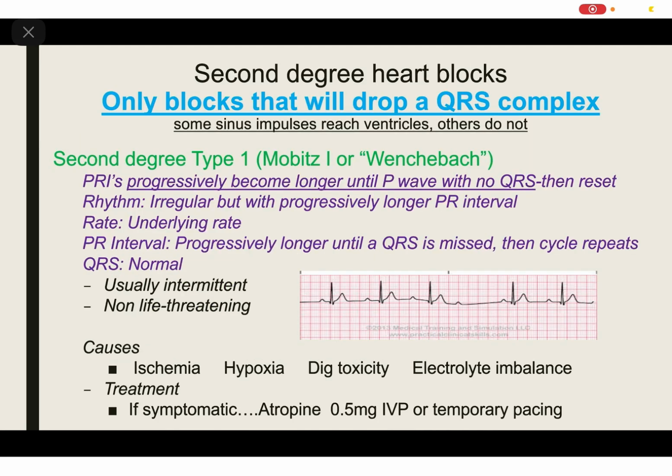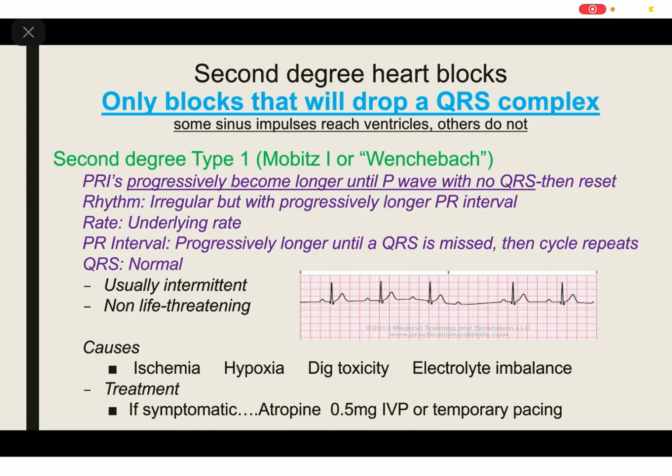All right, so Mobitz type 1, so Wenckebach, so a second degree type 1. It gets a little confusing with the types and the degree blocks. So type 1, Mobitz, or the second degree type 1. So Wenckebach, longer, longer, drop.